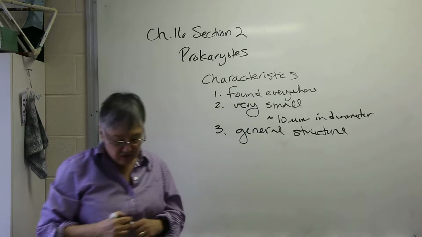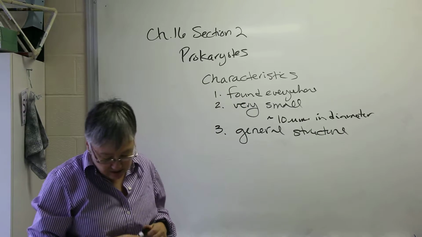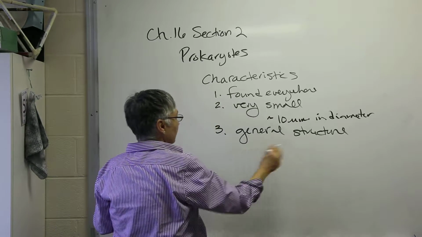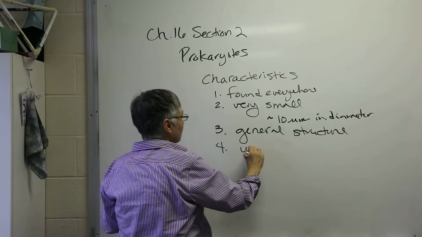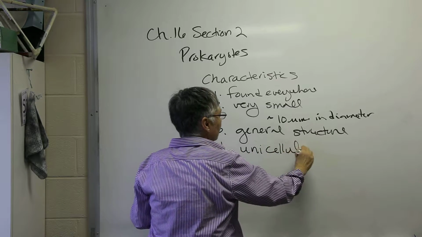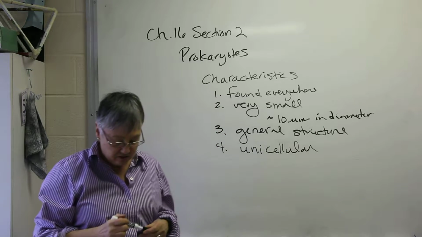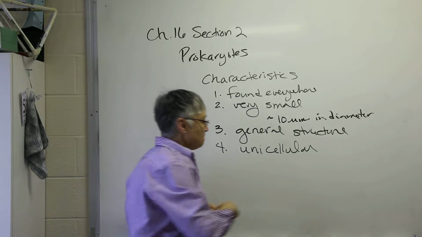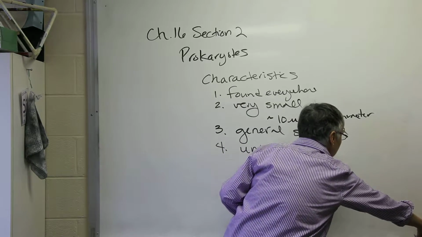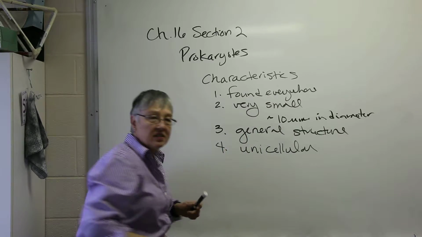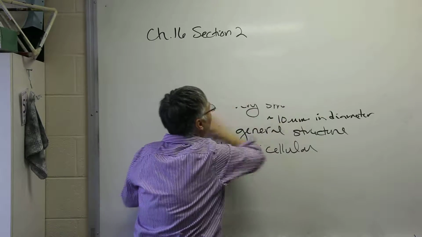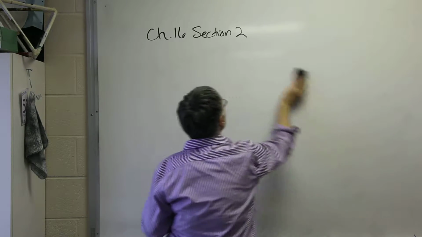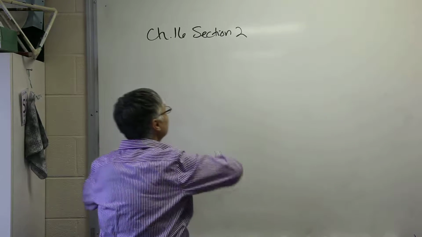We're going to talk about the general structure of a bacterial cell, and I'll draw a diagram in just a minute, but I also want to remind you that these are unicellular or single-celled organisms. All right, so let's take a look at what a typical bacterial cell looks like as far as its general components.